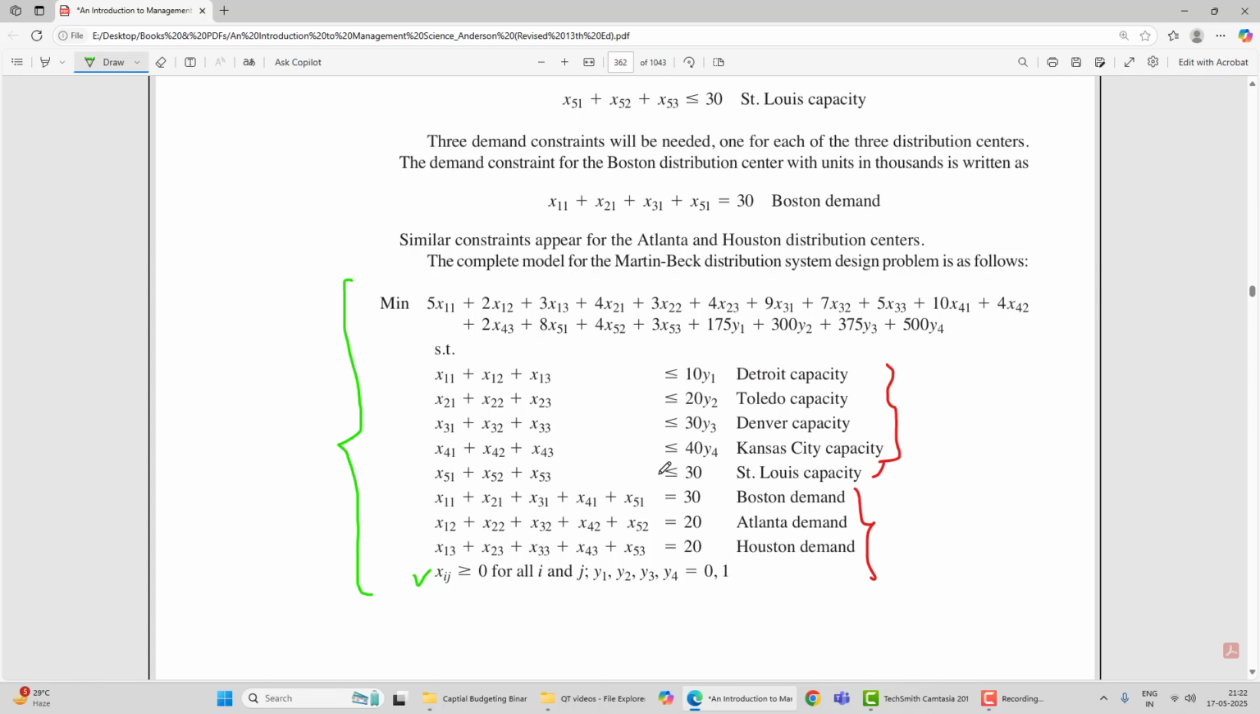So this is how you develop the model, and then obviously we will have to take it to the Excel solver and solve it, which I have explained in my other videos, on how to solve multivariable linear programming problems using Excel solver. So this is your distribution system design problem. Thank you.